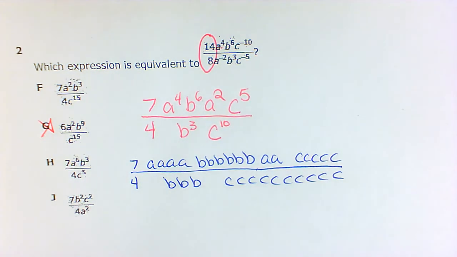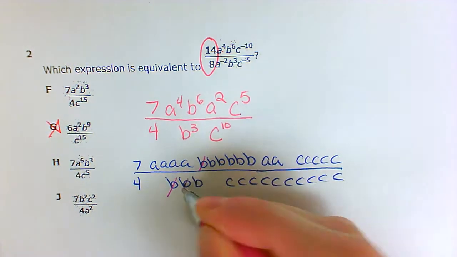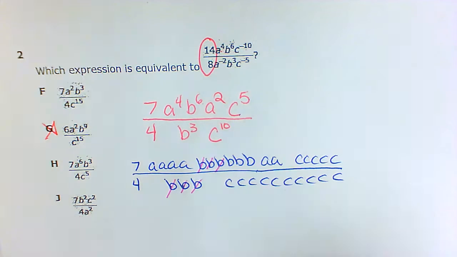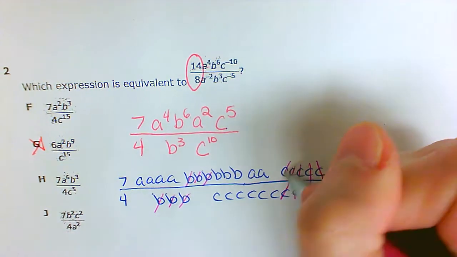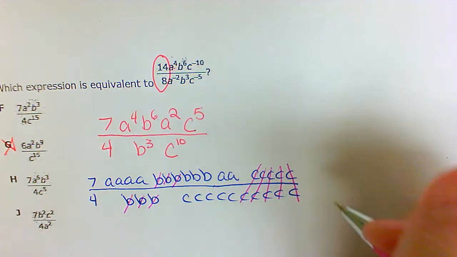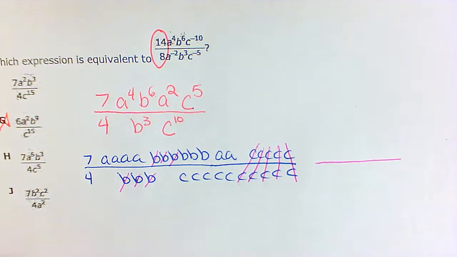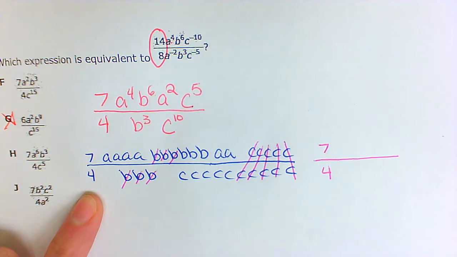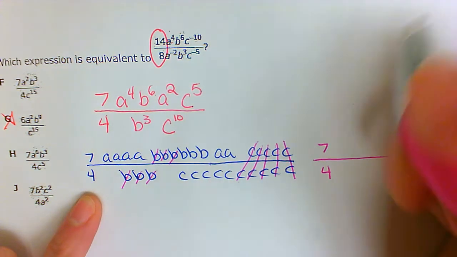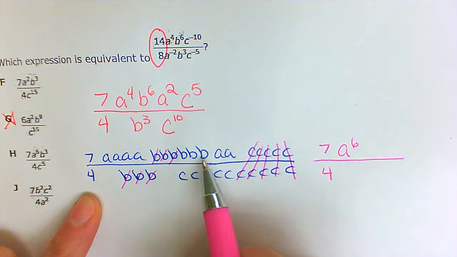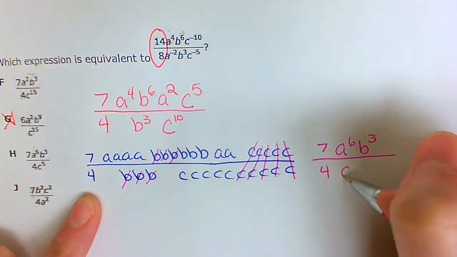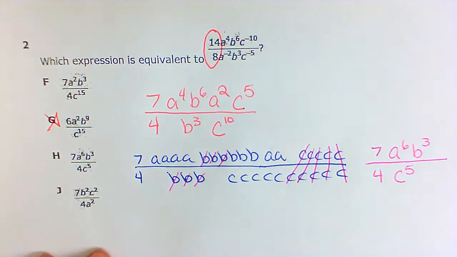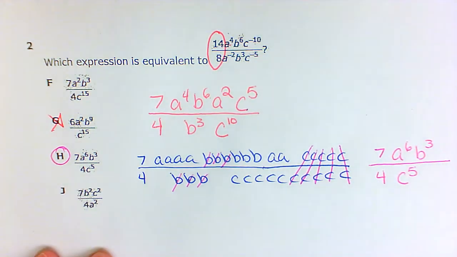Okay. When you have the same letter on top and bottom of your fraction bar, mark them out one at a time until you've gotten rid of all of those letters on one side of the fraction bar. Now I'm out of b's on the bottom, so I'm done. Do the same thing with the c's, and now I don't have the same letters on top and bottom, so I can combine everything they have in common. So I've still got 7 on the top and 4 on the bottom. I've got 1, 2, 3, 4, 5, 6 a's, so that's a to the 6th power. 1, 2, 3 b's, so b cubed. And on the bottom I have 1, 2, 3, 4, 5 c's, so that one is c to the 5th power. That one should be answer choice H. Okay.